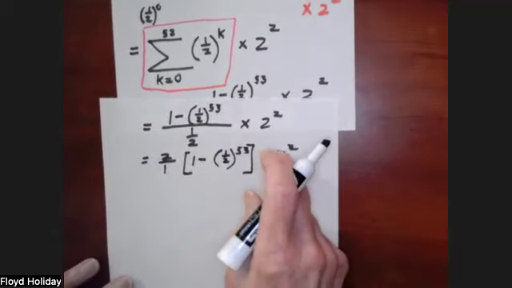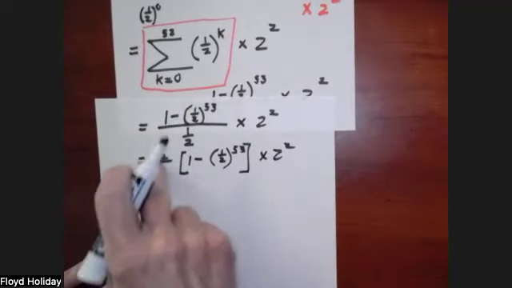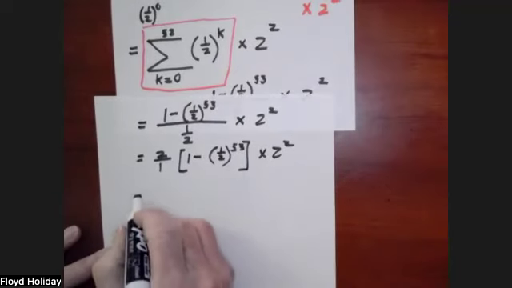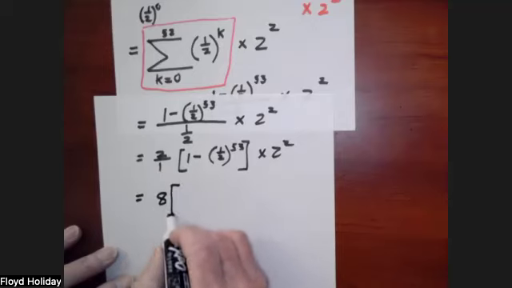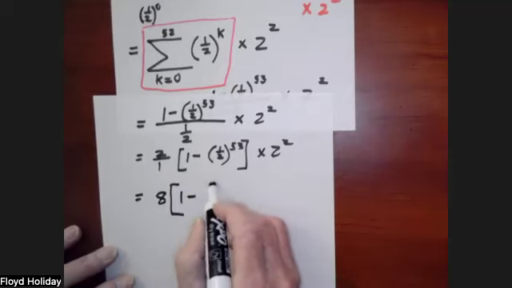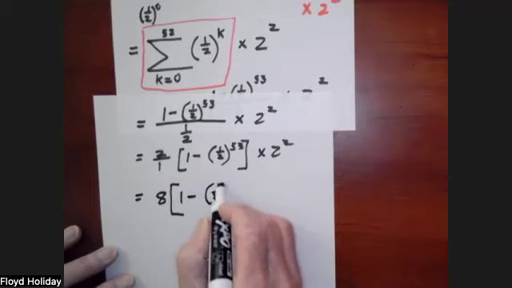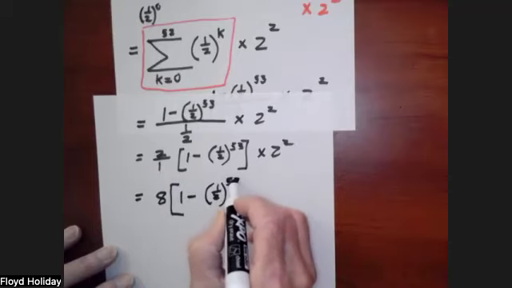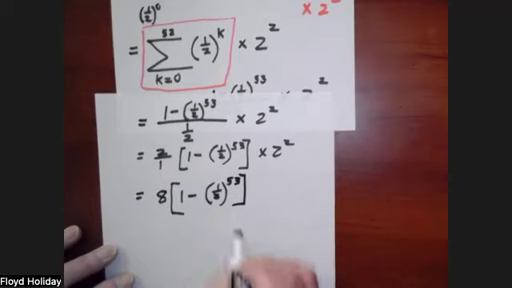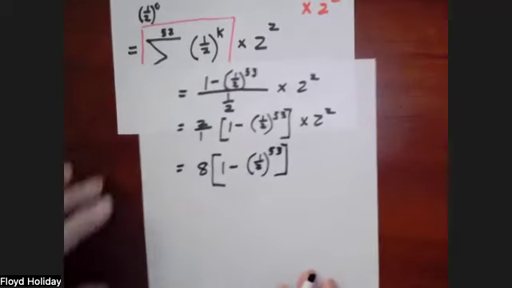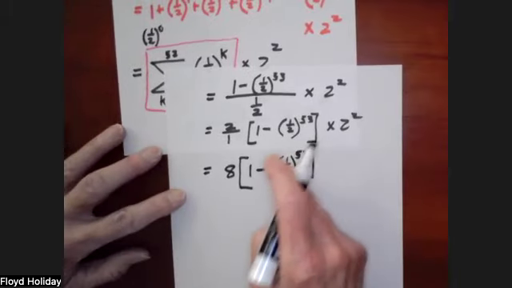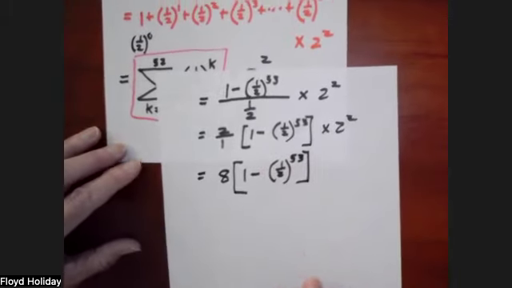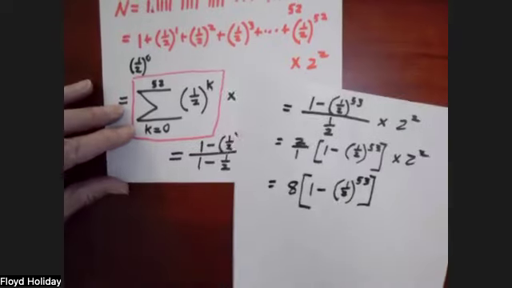Well, this is a 4 and that's a 2. They could be combined as an 8. Let's see, 53. That's as close as we can get without electronic calculators to carry out this exponential term.